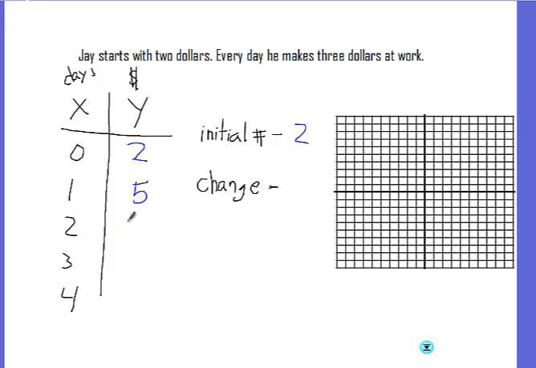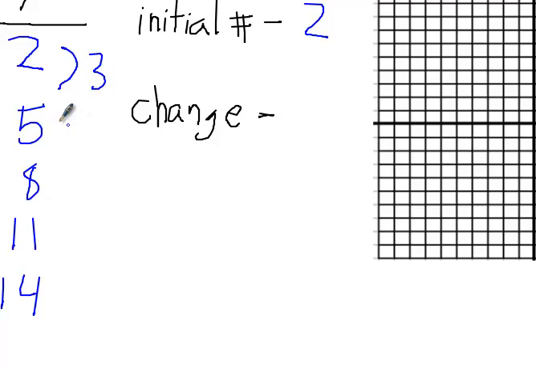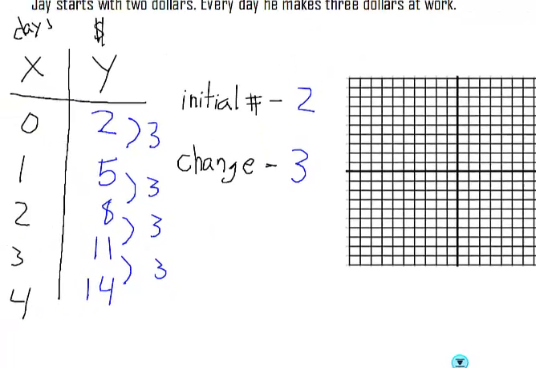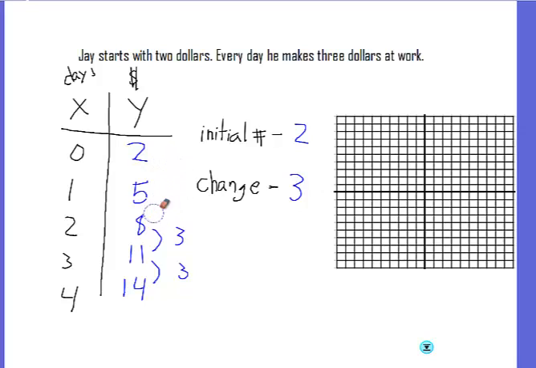Then on day 2 he's going to have 8. Day 3 he'll have 11. And day 4 he's going to have 14. Because every time, it went up $3. That is his change per day. In a couple classes, we're going to learn a little more about what this means, but for now we're just going to call this the change. So his initial value was 2, and his change was 3. Now if we look, what we have here is a bunch of coordinates. Our first coordinate is (0, 2).